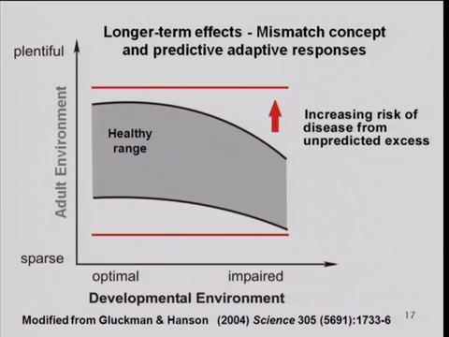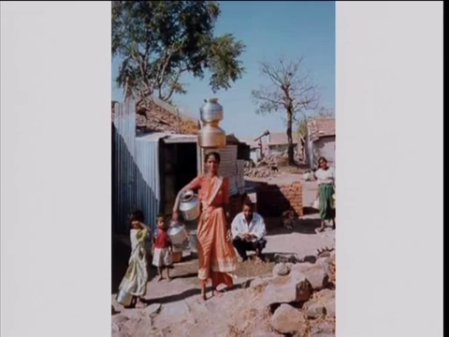And increasingly, of course, many of us live in environments as we grow up where that's not the case, and so we get an increased risk of non-communicable diseases from that unpredicted excess. Look at this picture from rural Maharashtra, which summarizes the challenge, especially in the developing world. Here's this woman. She's actually quite young. She looks rather older. She's already got 2 children.